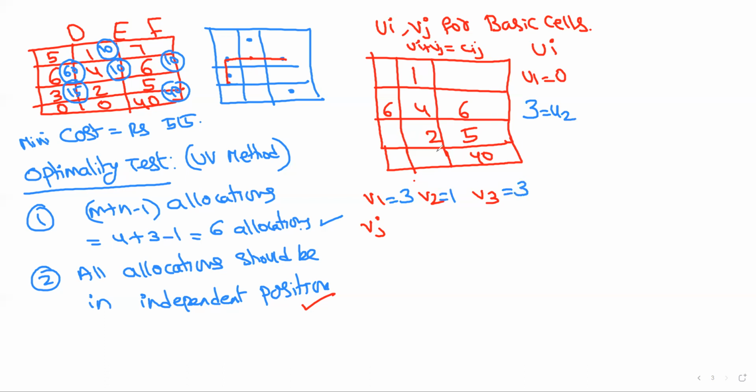Go for the third row. For the third row, 2 is there here. Corresponding row we are not having, but column 1 is there. 1 plus 1, 2. So here u3 is equal to 1, because 2 is there here, so 1 plus 1, 2. Here we have 5.